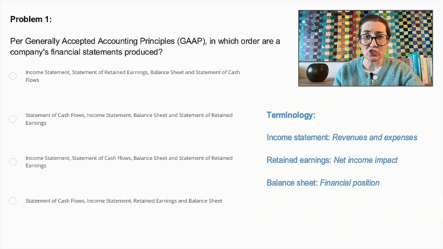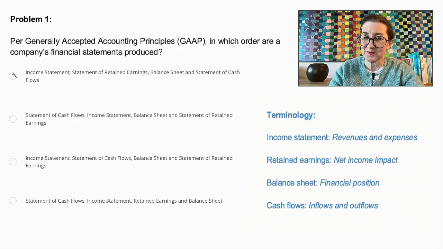Then comes the balance sheet, which provides a snapshot of the company's assets, liabilities, and shareholders' equity at a specific point in time. Finally, the statement of cash flows outlines the cash inflows and outflows from operating, investing, and financing activities. This order ensures a logical flow of financial information from profitability to retained earnings and overall financial position.